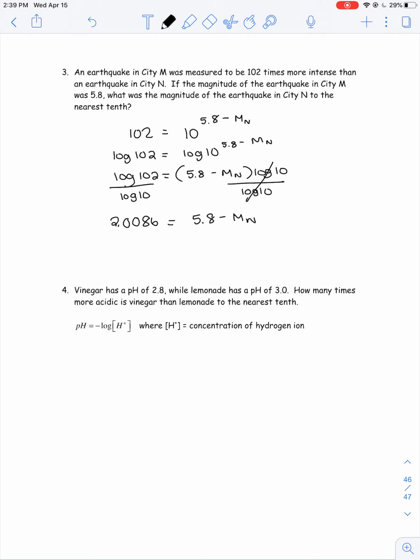And now in order to get the magnitude of N by itself, I can subtract 5.8 here, and I'll get negative 3.79. It says to the nearest tenth, so negative 3.8, which is equal to negative the magnitude of N. And then we're going to divide by negative 1 on both sides. So our magnitude at city N is going to be 3.8.